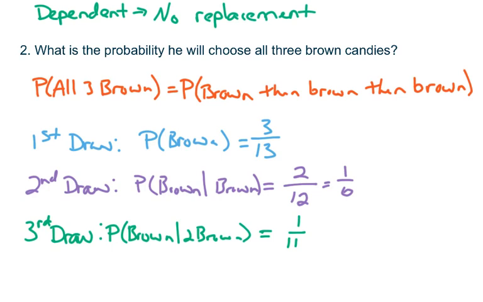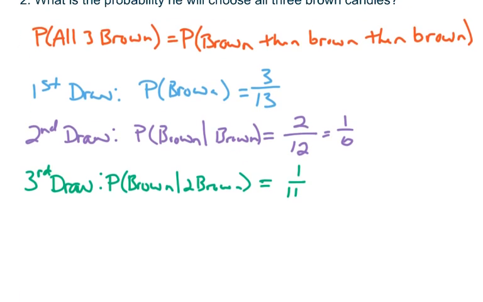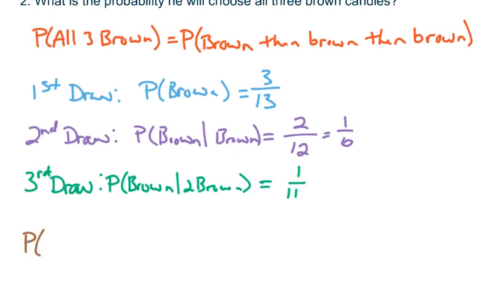So when we go to write our final answer, the probability that we get 3 brown candies is going to be equal to 3/13 times 1/6 times 1/11. Now, if you made this 2/12, you would not get a simplified answer. Remember, your calculator can simplify that, that's just math, enter, enter. But if you write it out with simplified fractions right away, you should get an answer that is simplified.